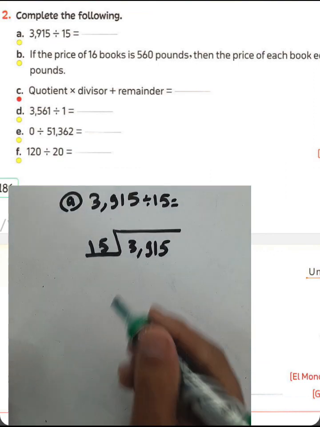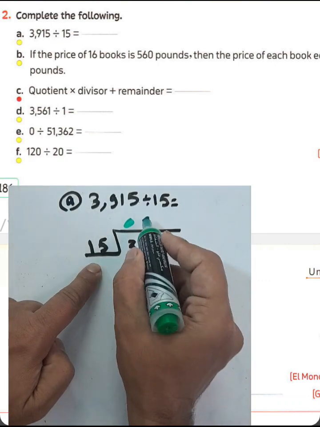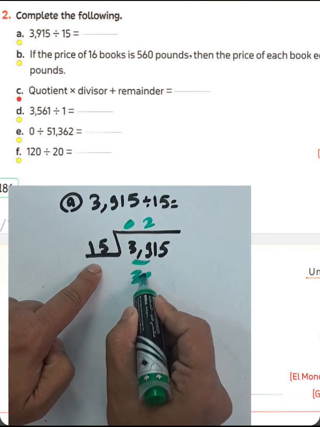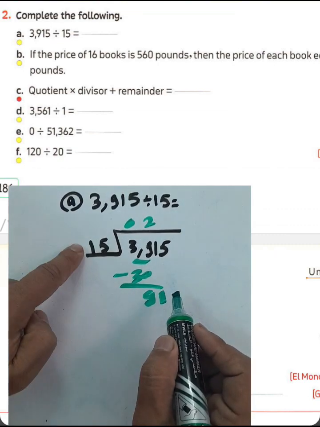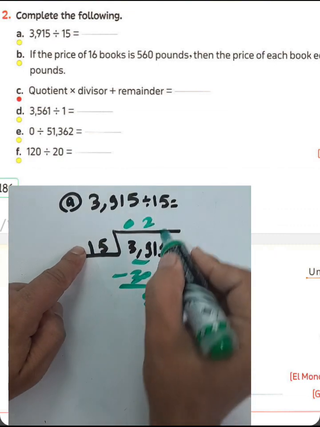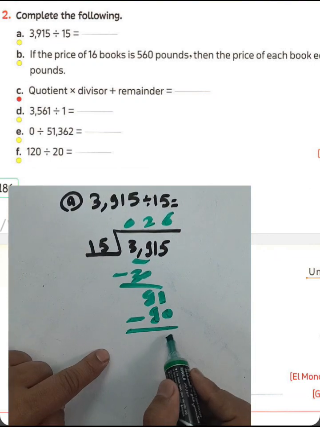3 divided by 15, we can't do it. 39 divided by 15 equals 2. 2 times 15 equals 30. The difference here is 9, and then drop 1. 91 divided by 15. 6 times 15 equals 90. The difference between them is 1, and then drop 5 here.